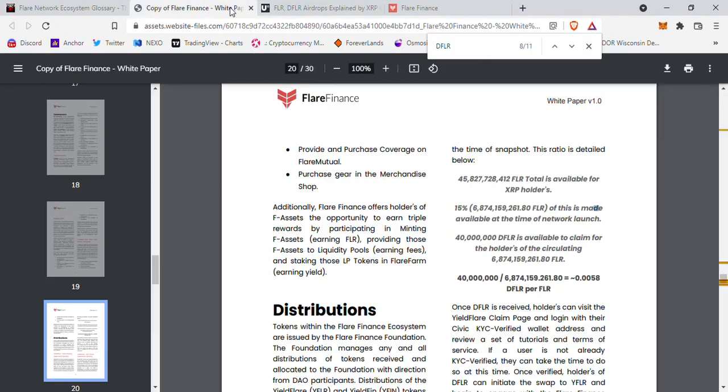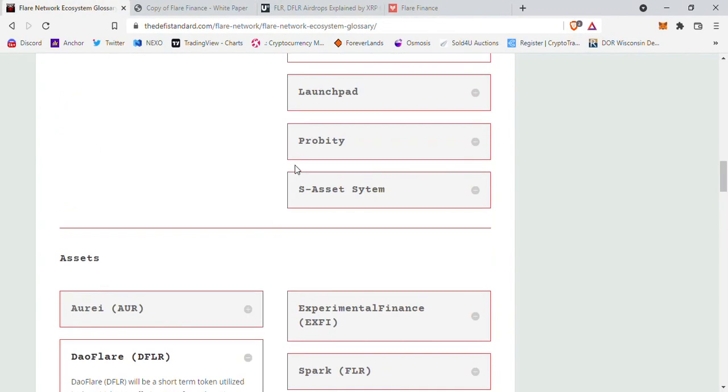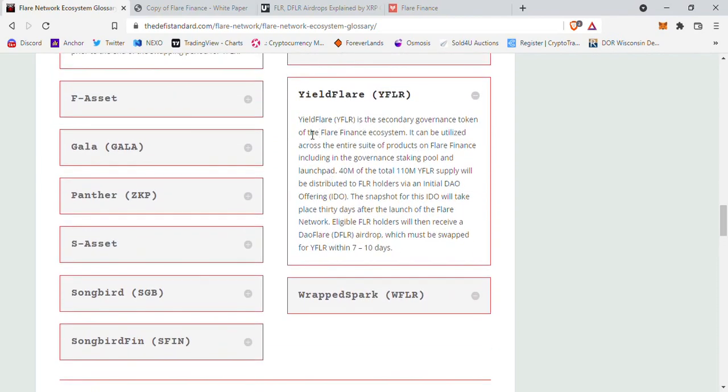Now I want to go into the YFlare. So let's go over here. YFlare is the secondary governance token of the Flare Finance ecosystem, and it can be utilized across the entire suite of products on Flare Finance. 40 million total is going to be available and is going to be distributed to Flare holders during this 7 to 10 day snapshot. So there's going to be 40 million DFlare available, or 41 million, I guess, and 40 million DFlare is going to be able to be claimed.